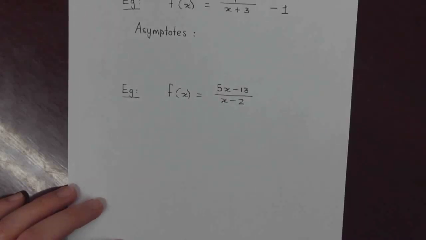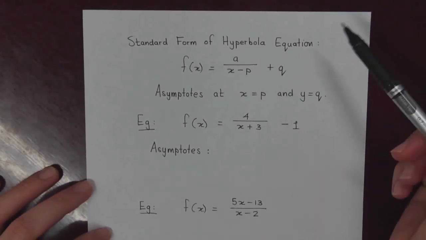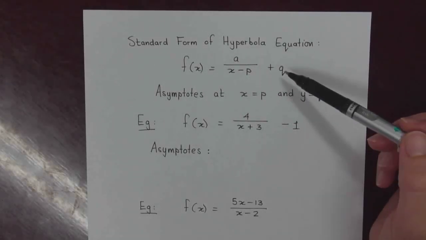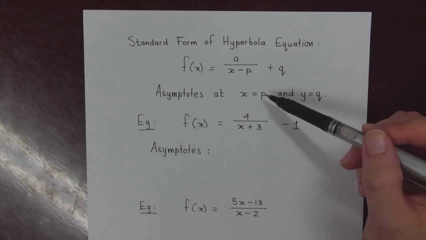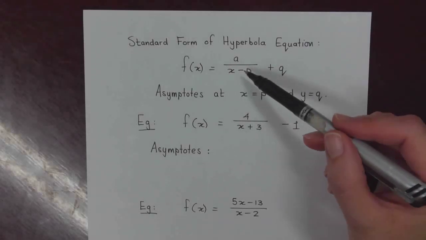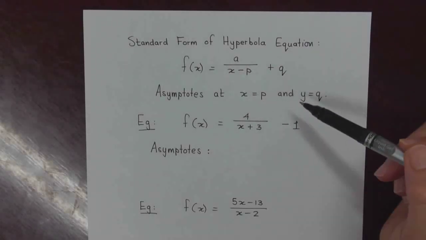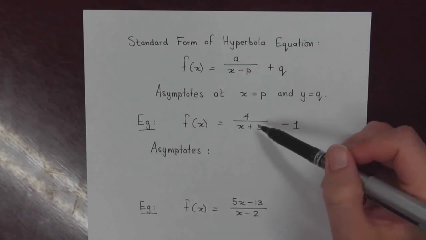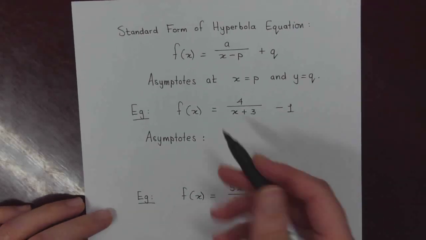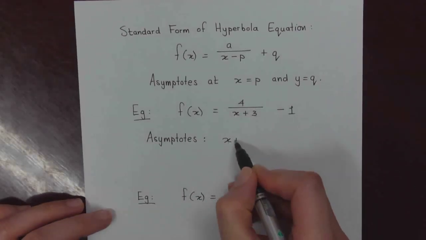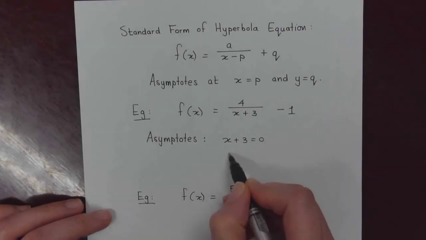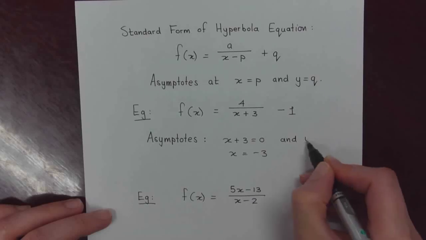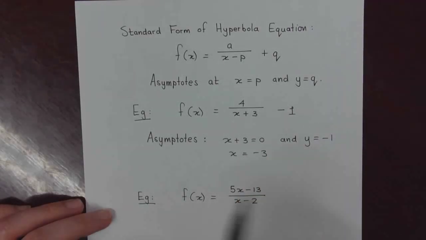So if you look at the hyperbola, the standard form of a hyperbola equation reads f(x) is equal to a over x minus p plus q. And I know the asymptote of this graph is where x minus p is 0, in other words, x is equal to p, and it's where y is equal to q. That's my vertical and my horizontal asymptote. So if it's written like this, I can easily say, my asymptote is where x plus 3 is equal to 0, so x equal to negative 3, and my horizontal asymptote is where y is equal to negative 1, and I'm done.